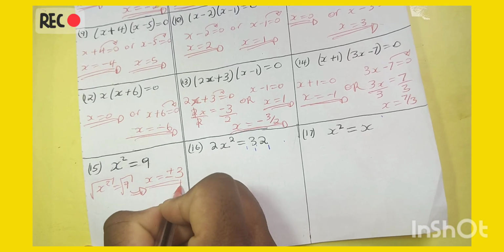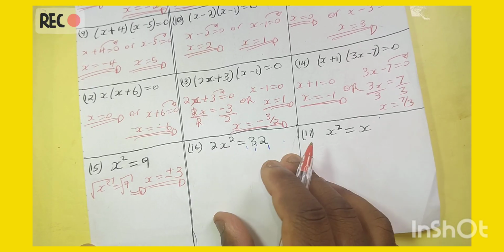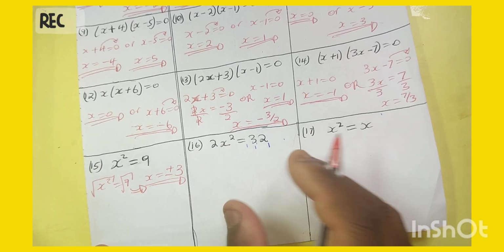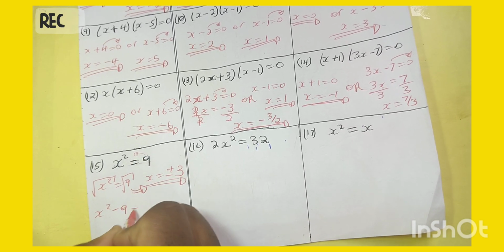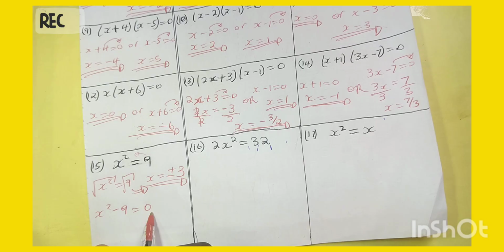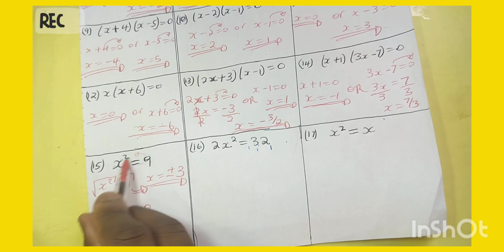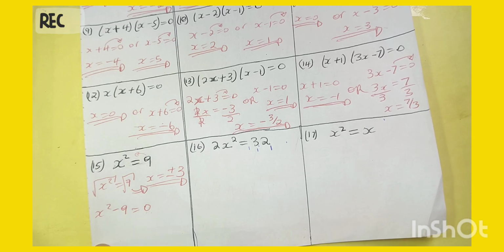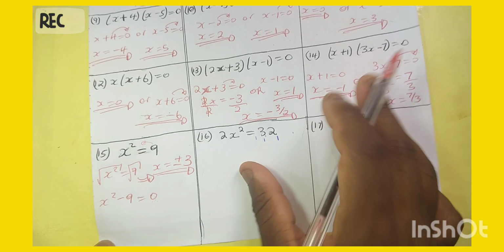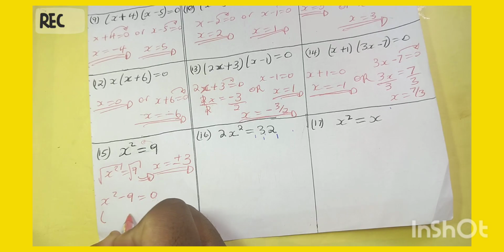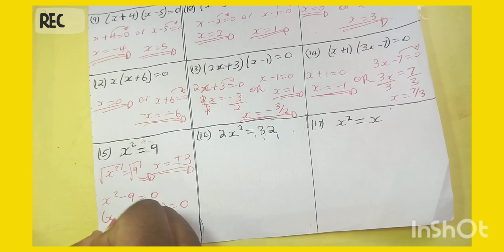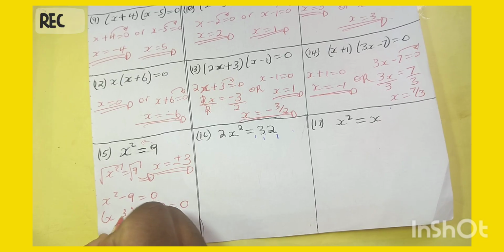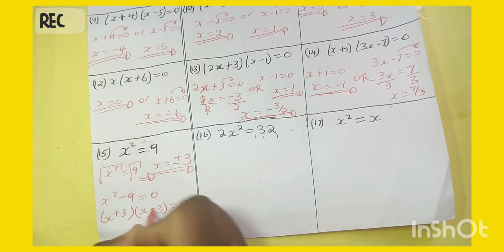Do you see? Or if you want to apply the factorizing method, what you will do is take that 9 to the other side. That 9 will become negative. Here you will have 0, because there is nothing there. So now you can apply difference of two squares, say bracket, bracket. The square root of this is x, and the square root of that is 3, plus or minus.